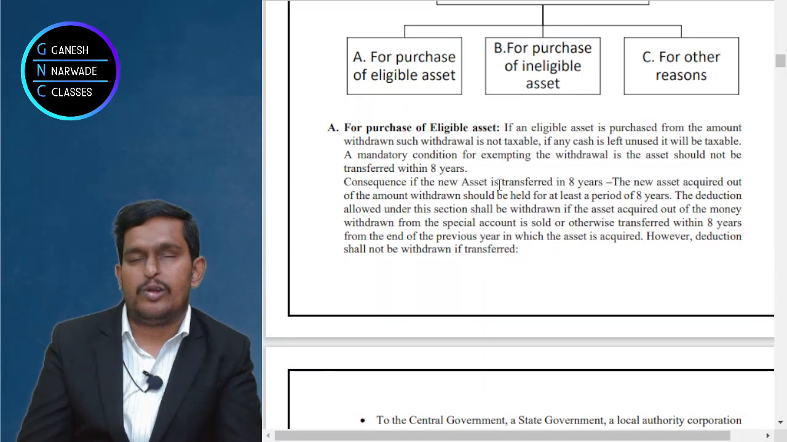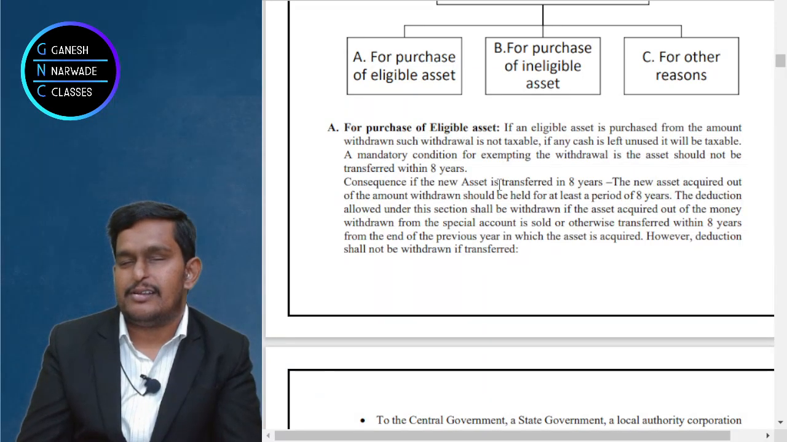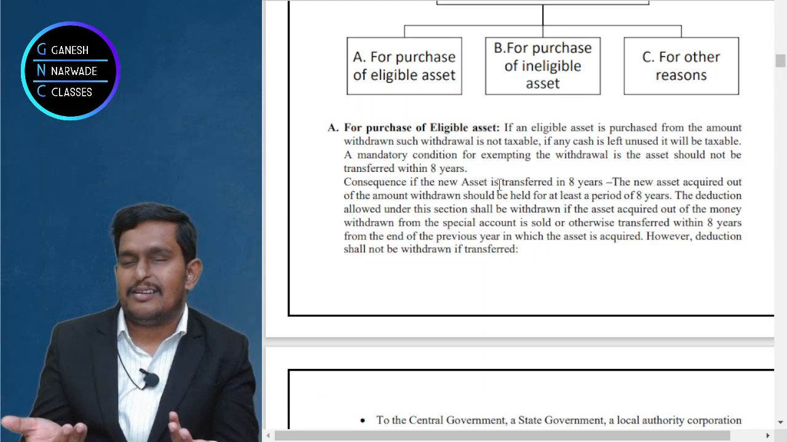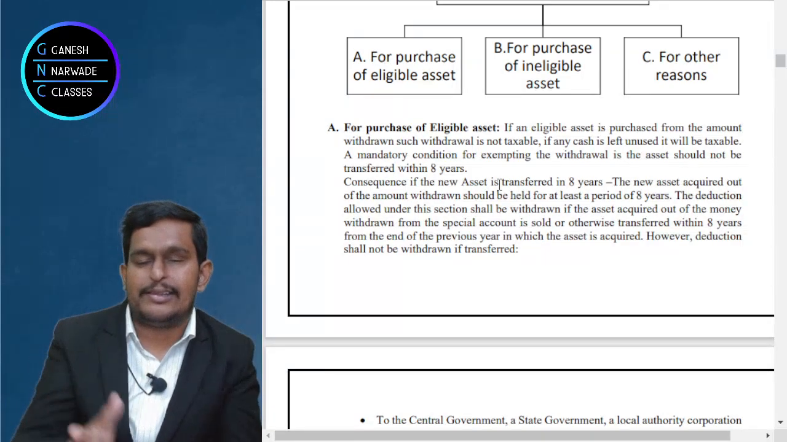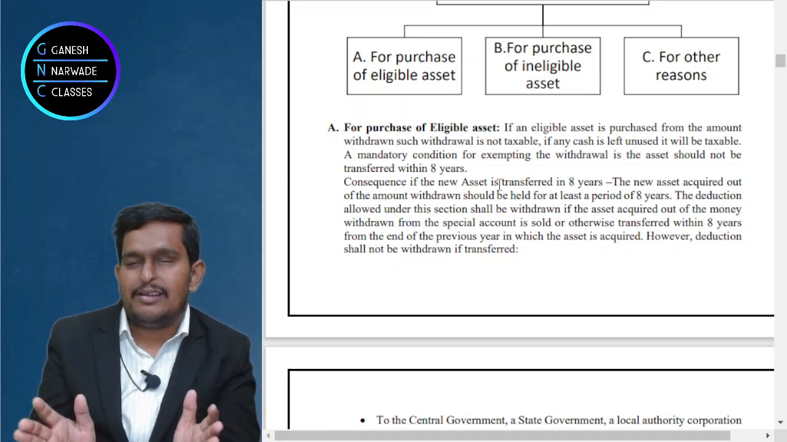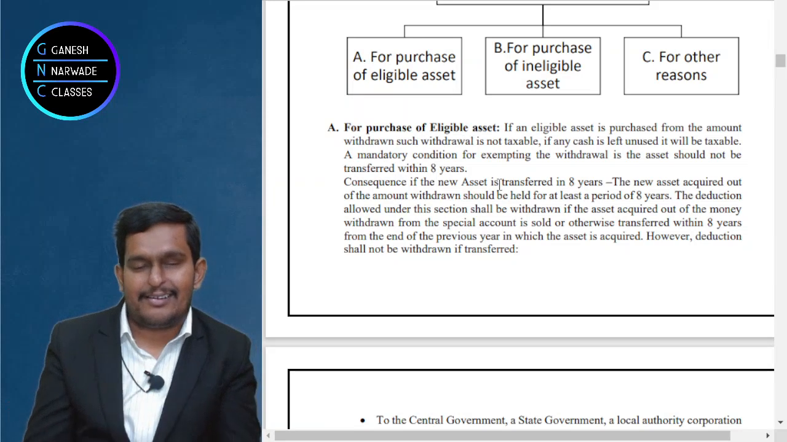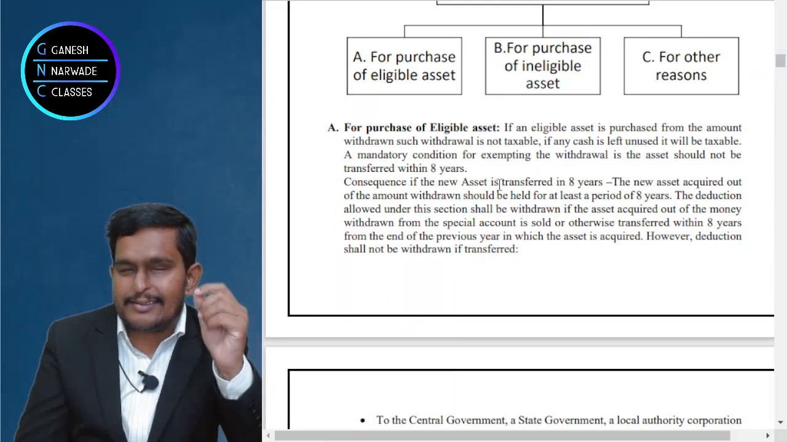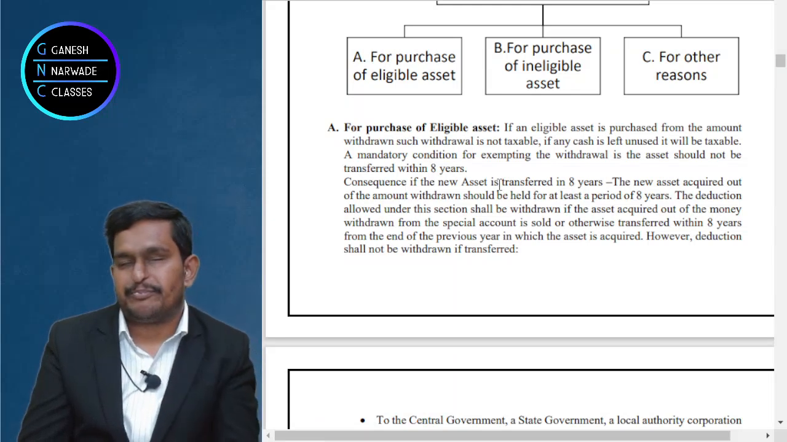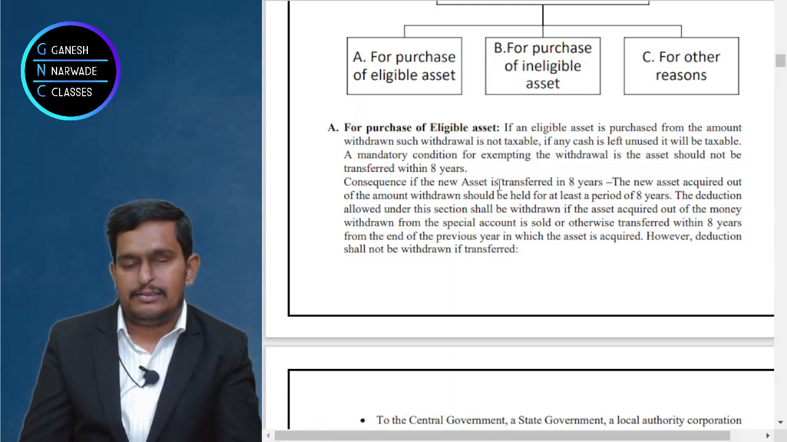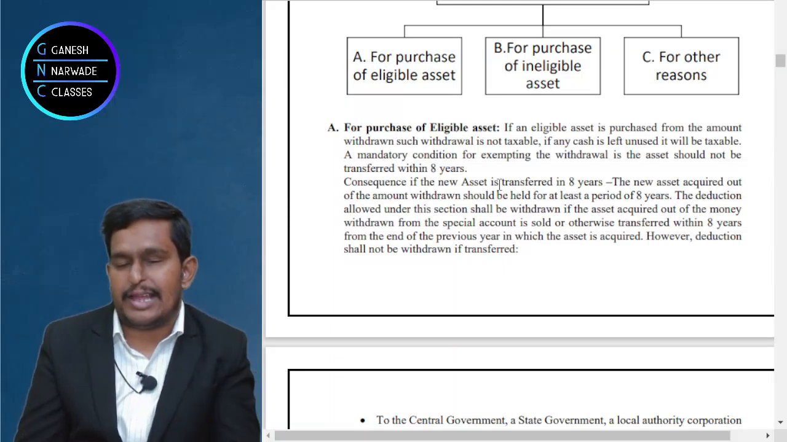Suppose you don't sell for 8 years, what will happen? No problem at all. If you sell afterwards, in the 10th year, 12th year, no problem at all. But if you sell within 8 years, then whatever deduction you claimed is taxed under PGBP. Not only that, but on the sale, capital gain will be there.